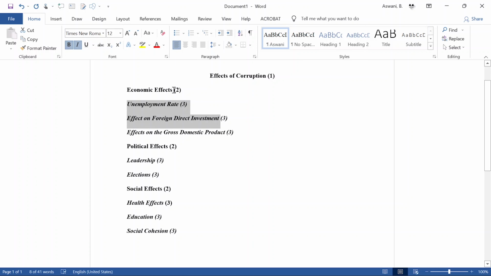So all level 3s above this economic effect mean there are points within economic effects. So if I was to put political effects as a level 3, which means if I was to italicize this one, somebody will interpret it as a point under economic effects. People will understand that political effects is actually a point under economic effects, which is not the case. So whenever you're using headings, be mindful of that.